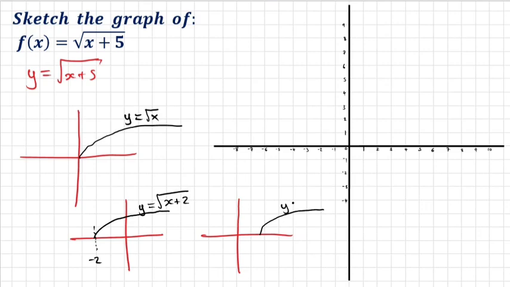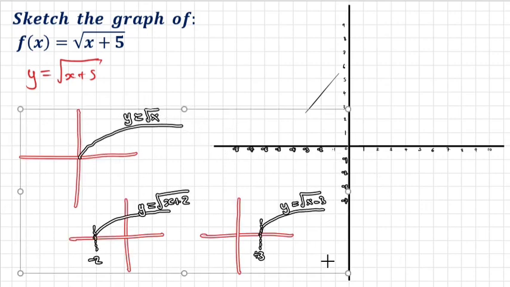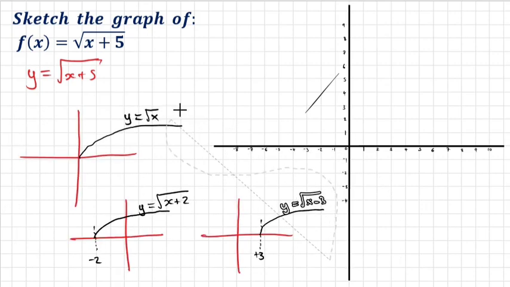So this can be y = √(x − 3), meaning that it's starting here at 3. So a positive sign inside the square root shifts the graph to the left, while a negative sign shifts the graph to the right. Now it somehow doesn't make sense why negative is to the right and positive is to the left. So let me explain that part now. Let's just remove this.